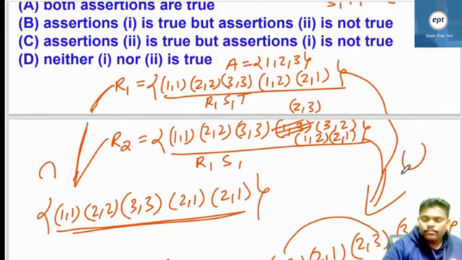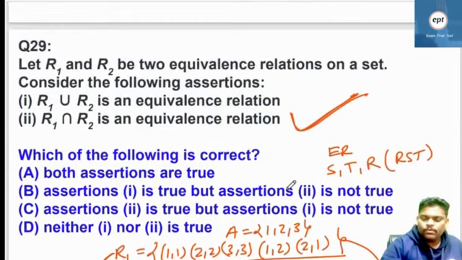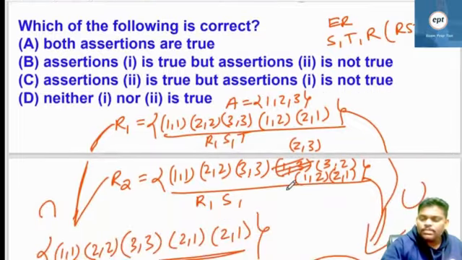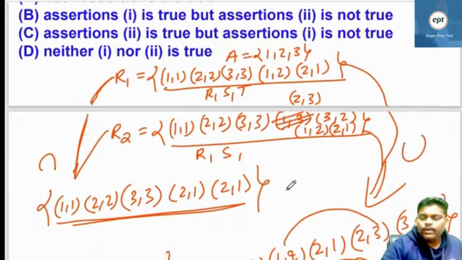Union will fail because many combinations are coming. Intersection passes because only a subset will come. When you do intersection, whatever equivalence relations are there, only a subset comes. An important thing is that reflexivity is common in both. Other common elements are coming. So can you remember this? Intersection of two equivalence relations is always an equivalence relation.